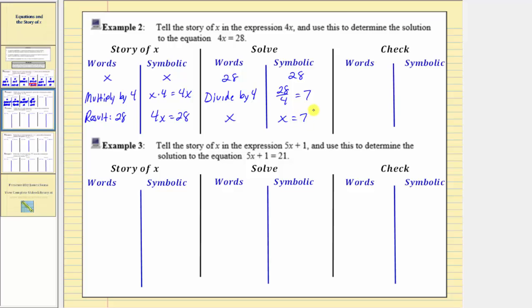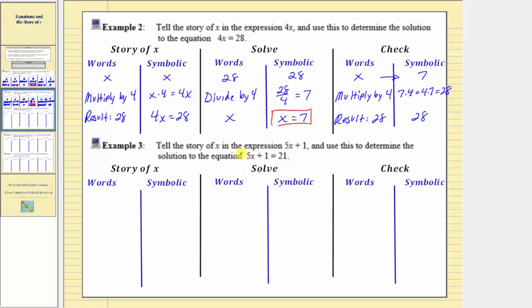Let's go ahead and check our solution. So we have x, which is equal to 7. So going back to the story of x, we multiply by 4. Which should be 7 times 4, or 4 times 7, which equals 28, which is good because we want the result to be 28. So this verifies our solution, x equals 7, is correct.